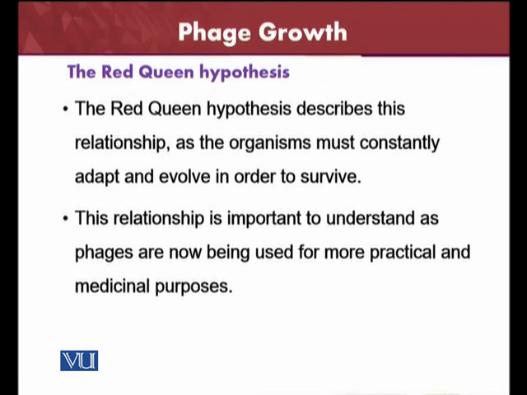So what is the Red Queen hypothesis? It describes a relationship in which the organism must constantly adapt and evolve in order to survive. In other words, you can say survival of the fittest is also there: an organism that wants to survive needs to adapt and evolve according to the situation so that its survival is successful. This is called the Red Queen hypothesis.